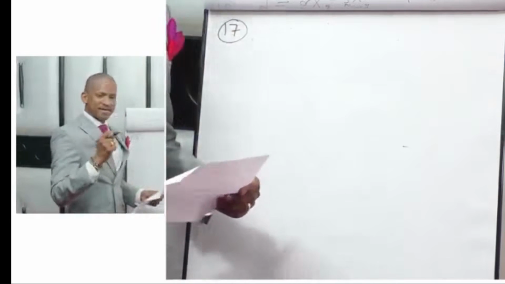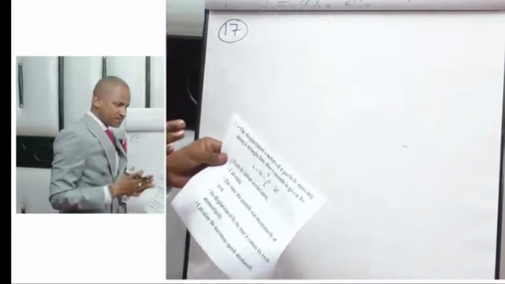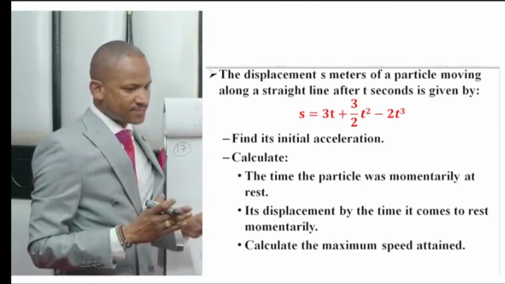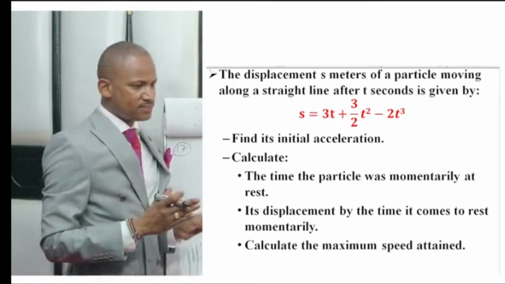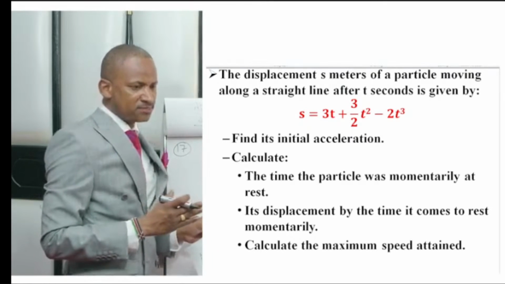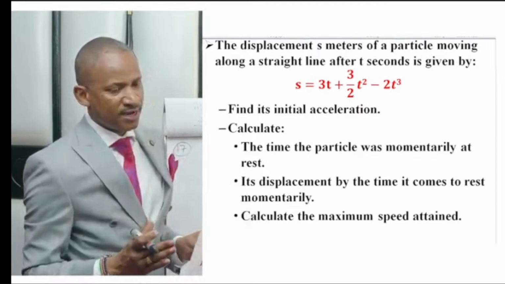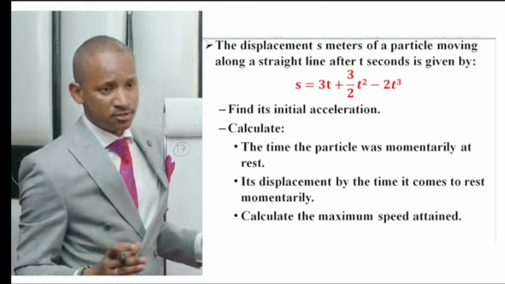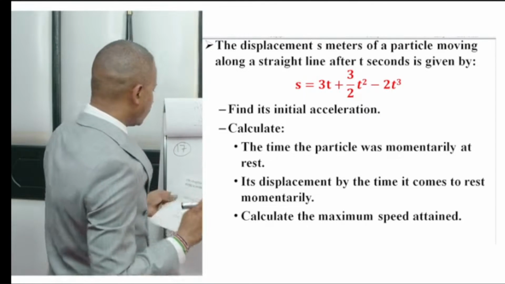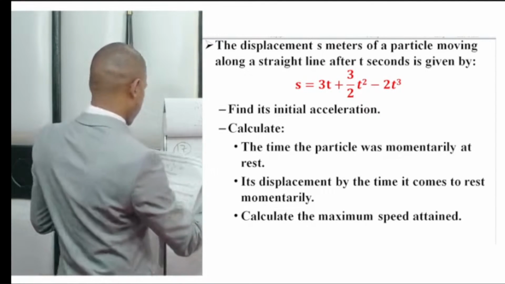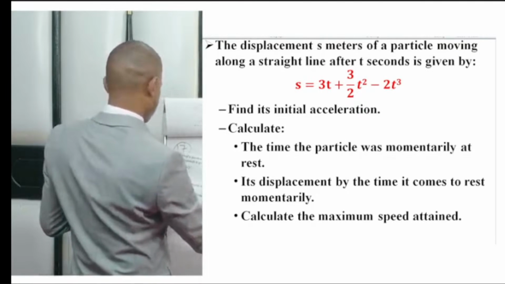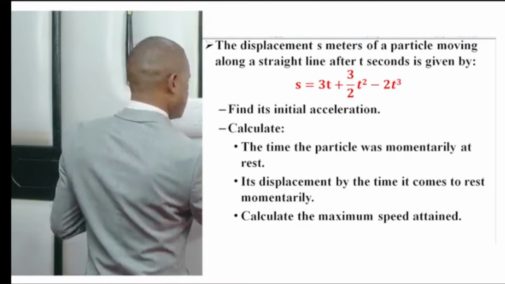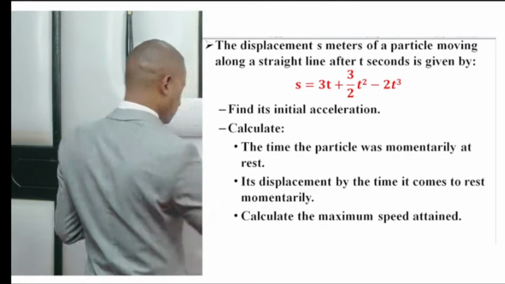The displacement S. Displacement is distance. But distance is a scalar quantity. Displacement is a vector quantity. Vector quantities have both magnitude and direction, size and direction. Scalar quantities don't have direction. They only have size. So the displacement S equals 3t plus 3 over 2 t squared minus 2t cubed.